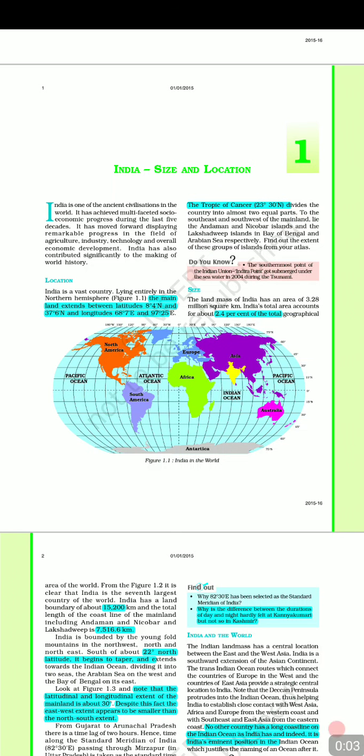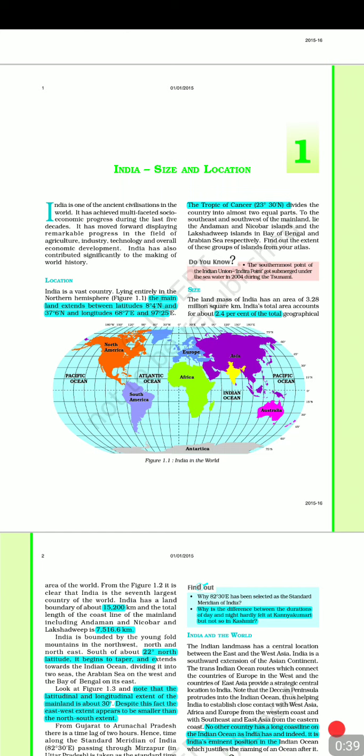Hello guys, welcome back. In this video, let's start with the first chapter of class 9th, that is India, size and location. Now the location of India, if you see, the latitudes are 8 degree 4 minute north to 37 degree 6 minute north. The longitudes are 68 degree 7 minute east to 97 degree 25 minute east, right? And the Tropic of Cancer, that is 23.5 degree, divides India roughly into two parts, right?